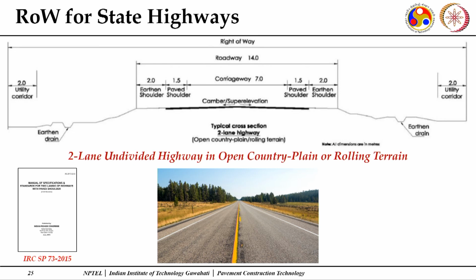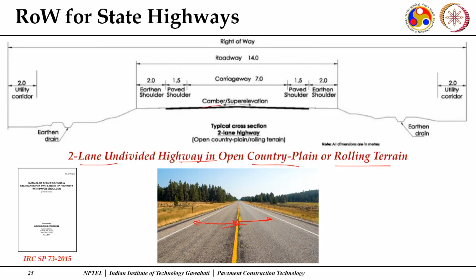It mentions that you can have it even for your 2-lane undivided highway in open country, plain and rolling terrain. So, I can have one lane on this side and the other lane on this side. And these lane markings give me an idea whether I can overtake the vehicles or not, and in which zone I can overtake. When we discuss pavement markings, I will mention what these individual markings refer to.